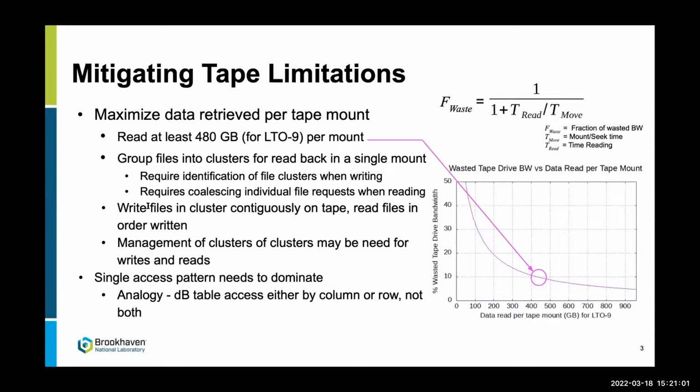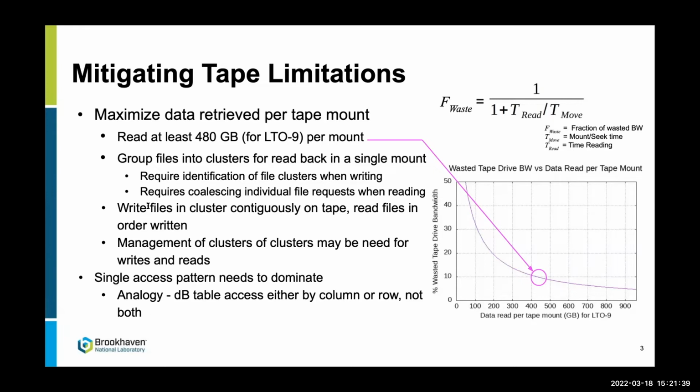Now, one of the ways to look at this is that how you write the data is really going to make a difference on your performance reading it back. And the analogy that most people might understand here is if you have a database table, there are two ways that you can store your data, either column-wise or row-wise, right? And so you want to match your storage pattern with the access pattern, right? And in order to optimize for tape, you really need a single access pattern.